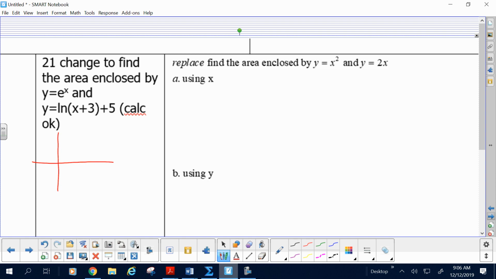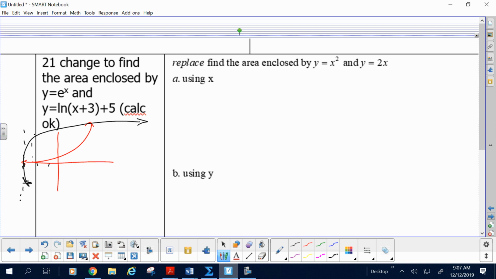y equals e to the x, like this. This is left 3, up 5. So I'm getting something like this. And it says calculator, and it doesn't say x or y, so I guess you could use either.